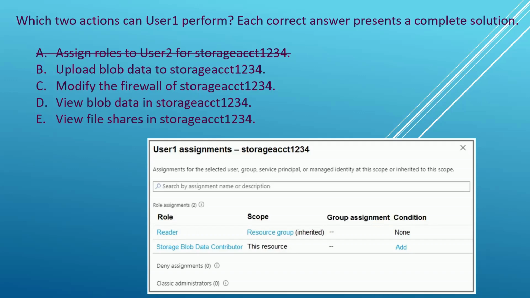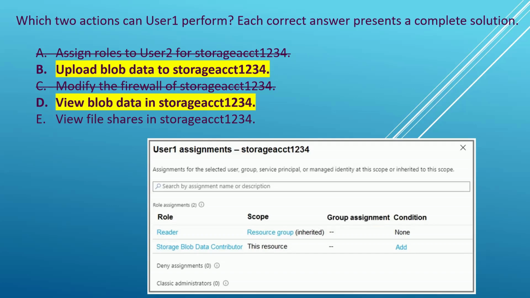Now, since the user has blob data contributor role, they will be able to upload blob data to the storage account, making option B a correct choice. And to modify the firewall of a storage account, the user needs storage blob data owner role, as it provides full access on containers. So an incorrect choice. And the fourth option is correct, because blob data contributor role gives access to view blob data.